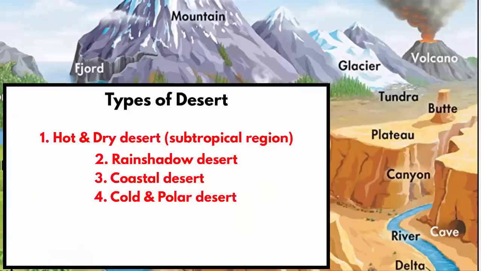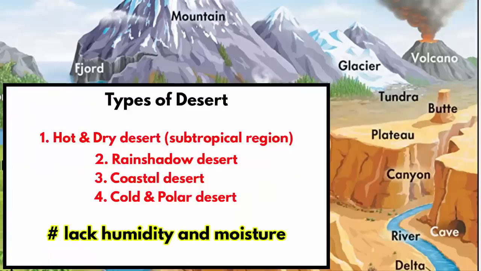So the important point that you have to remember is that all these different types of deserts have one thing in common. They lack humidity and moisture. When there is less humidity or moisture, that's when there is a shortage of rain. And deserts are areas that receive very little precipitation.